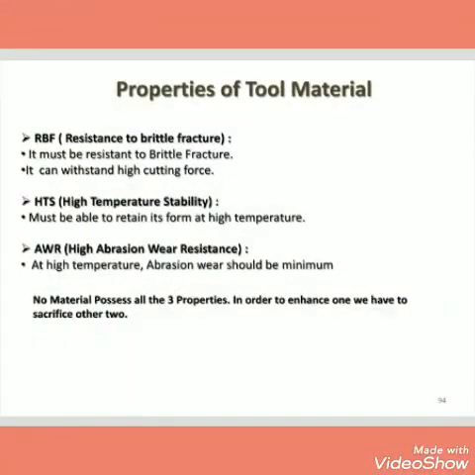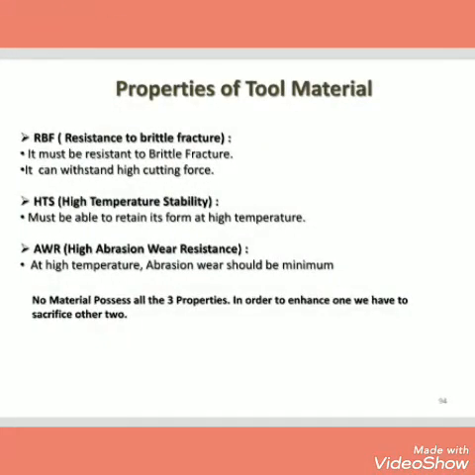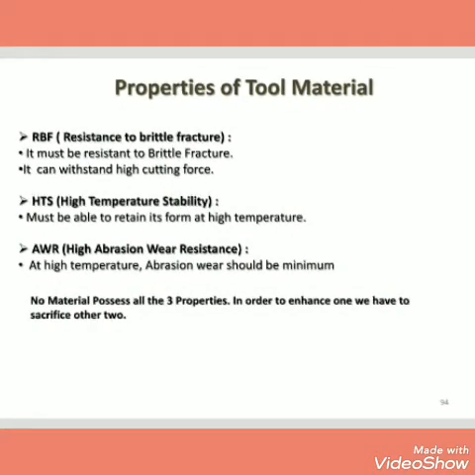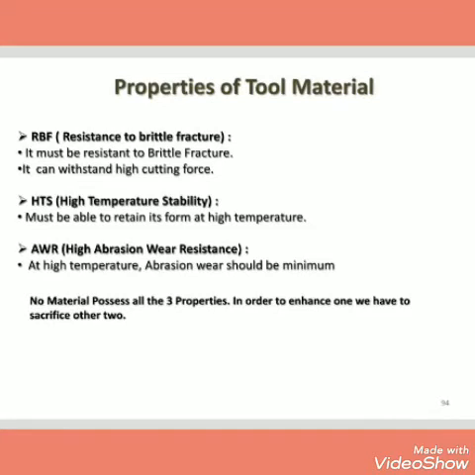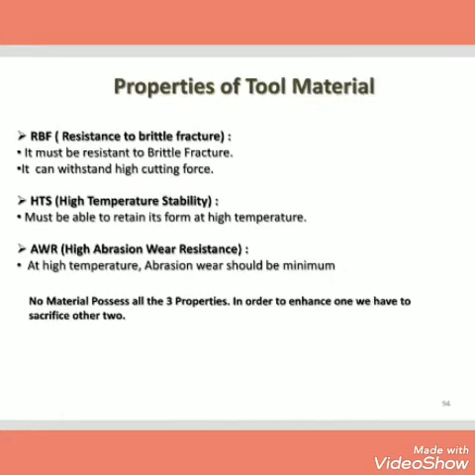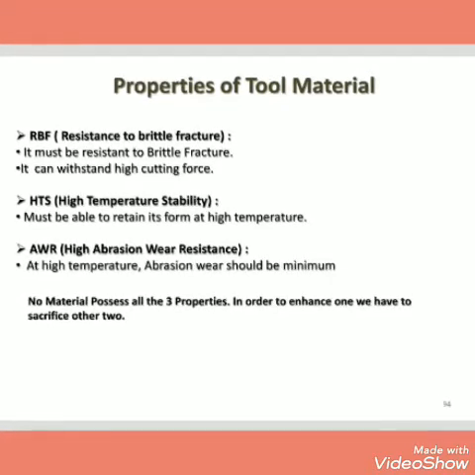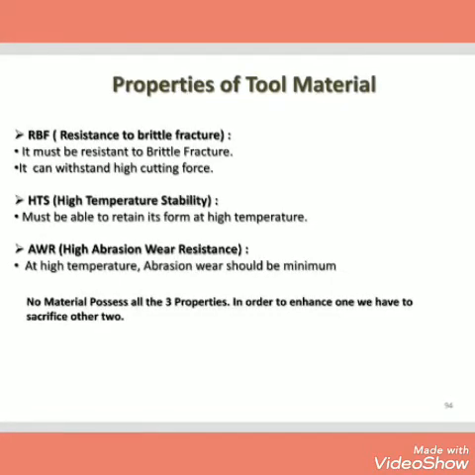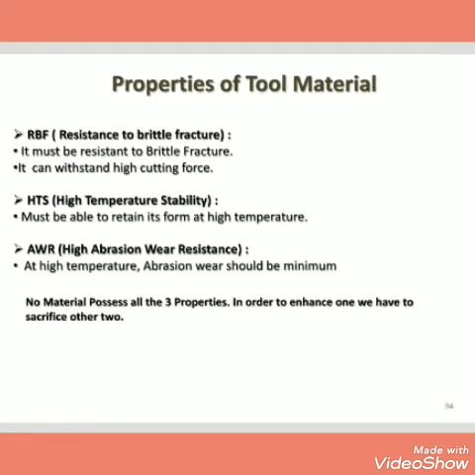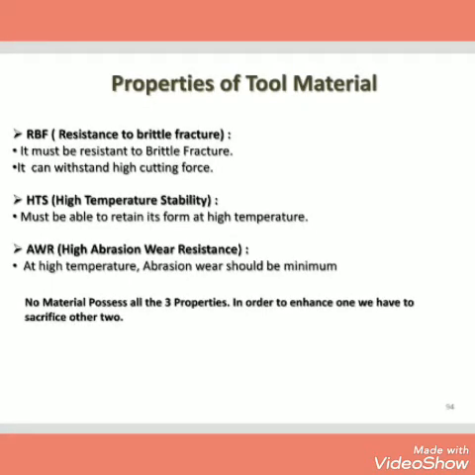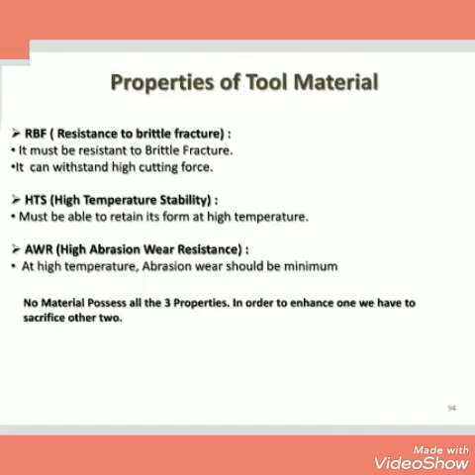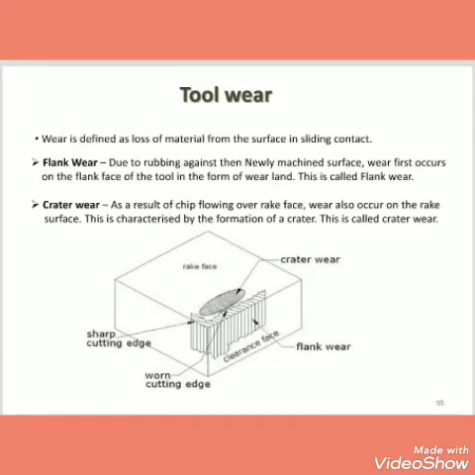Next, the properties of the tool material. Very important is the RBF, the resistance to brittle fracture, where it must be resistant to brittle fracture and can withstand high cutting force. And next one is the high temperature stability. It must be able to retain its form at high temperature. And next one is the high abrasion wear resistance. No material possesses all three properties. In order to enhance one, we have to sacrifice the other two. In this way, the tool material is produced.